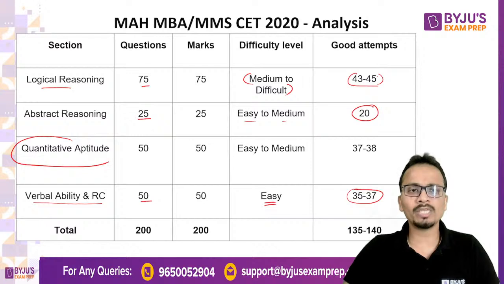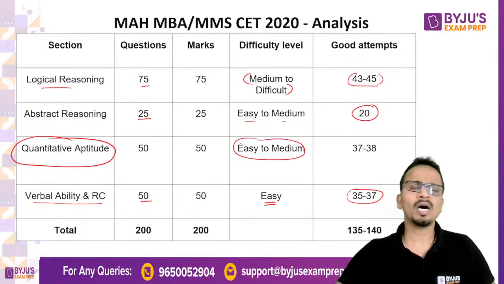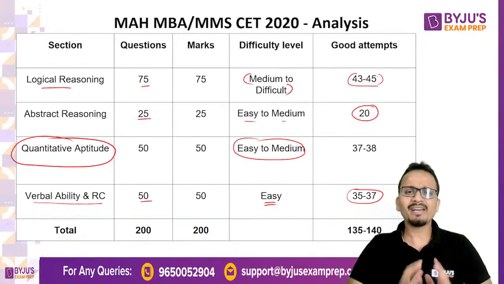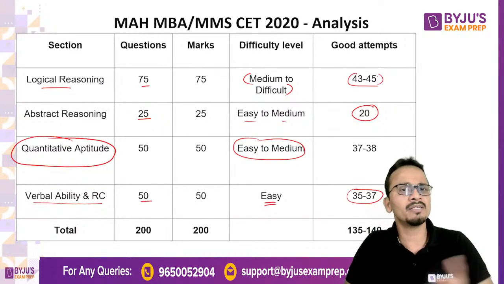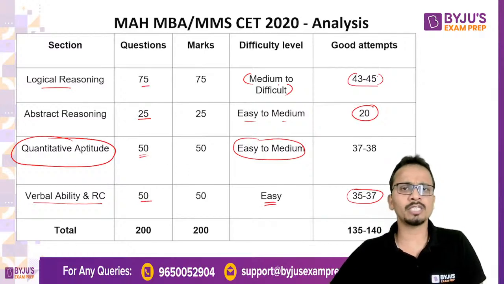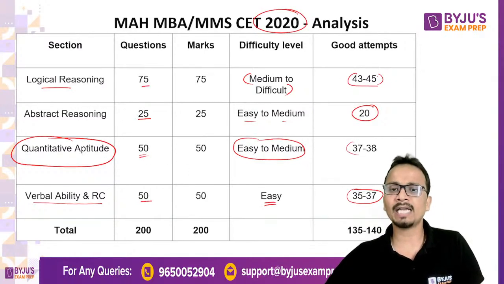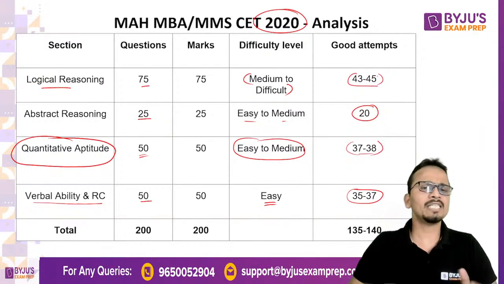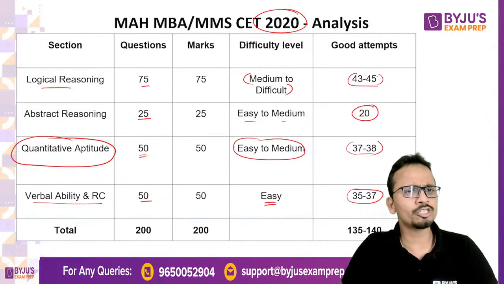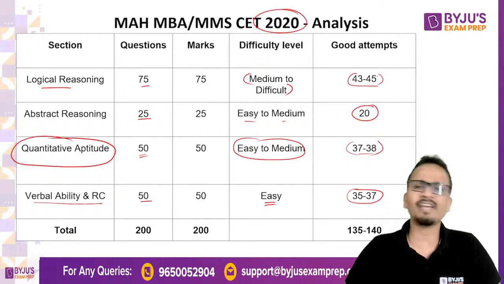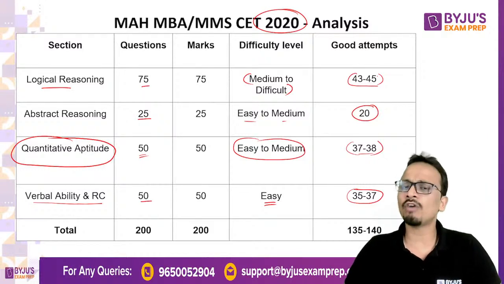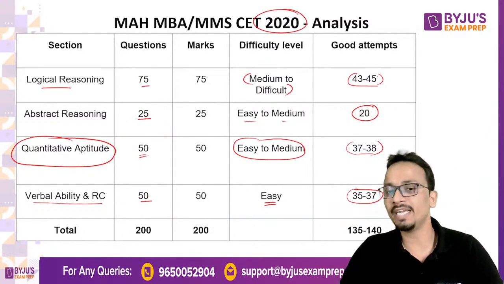Now, talking about the quant section, the level of difficulty has always been in the range of easy to medium. We have rarely seen very difficult questions coming in the MHCT examination in this section. Out of these 50 questions in 2020, people were easily able to attempt 37 to 38 questions, and that is a good number of attempts. Overall, out of 200 questions, if you have attempted around 135 to 140 questions, that will be counted as good attempts with an accuracy of somewhere around 85 to 90%.